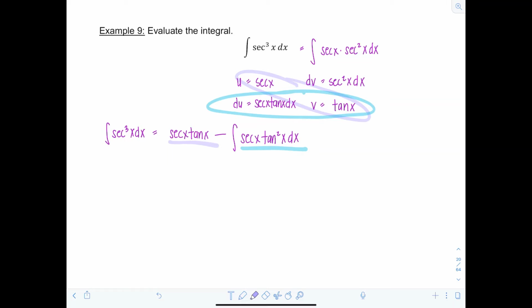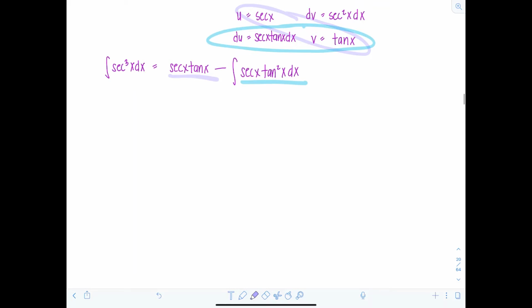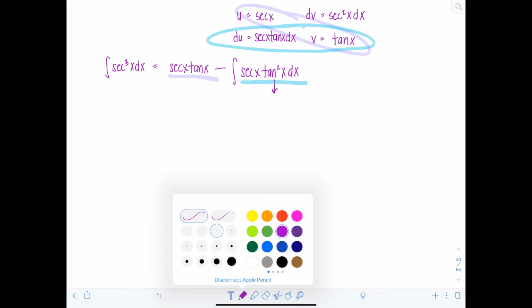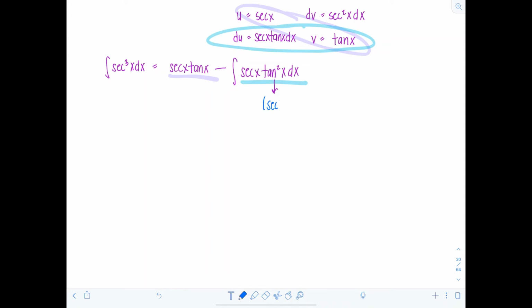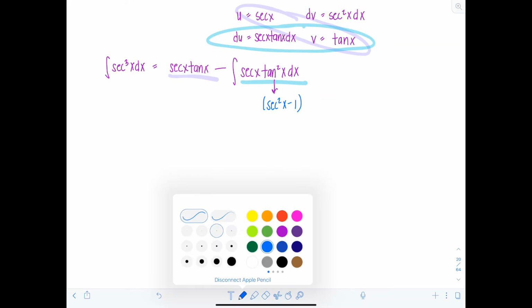Okay, now let's look here. What do I do with this secant x tan squared x business? The power on secant is odd, but you don't even need to go to one of the cases that we had, because remember, I can rewrite tangent squared x as secant squared x minus 1. And watch what slick little thing is going to happen next.